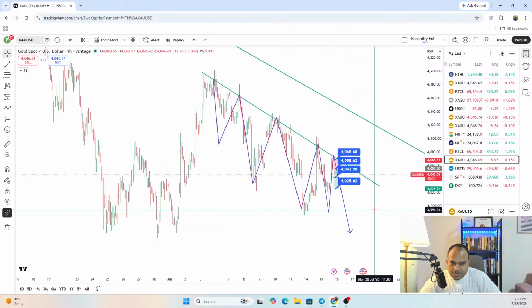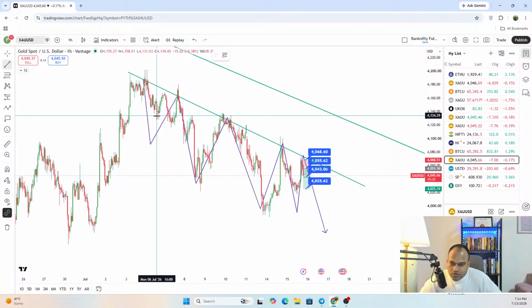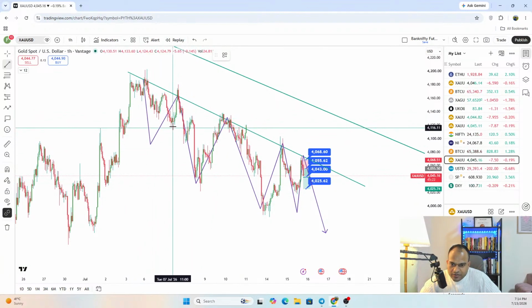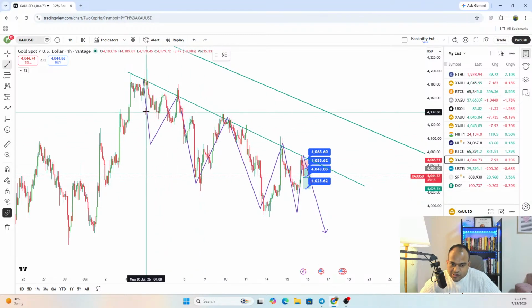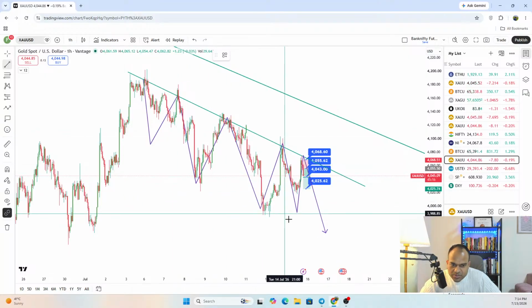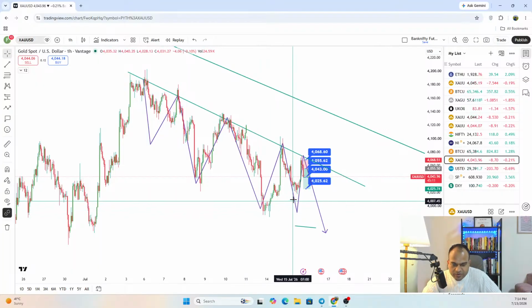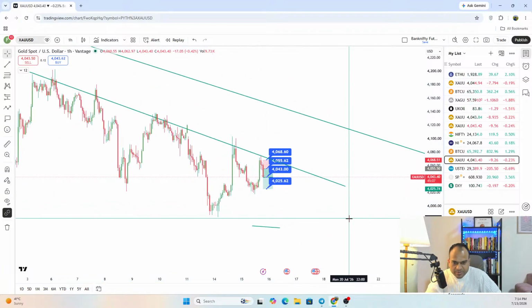Also we could see that the market is making lower lows. If you see this low and compare with this one, this is lower than the previous one, and this is lower than the previous one, and again this is lower than the previous one. Of course the last one was higher than the previous one, but still I see that the bearish momentum is pretty much in the market.